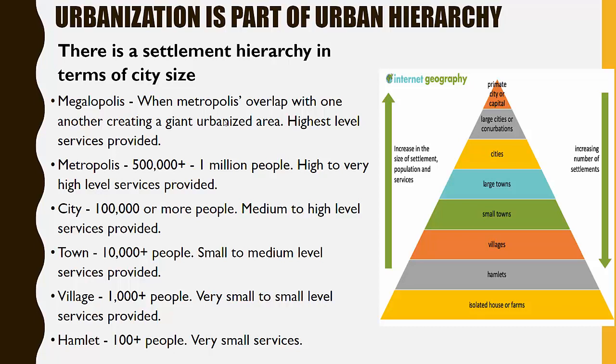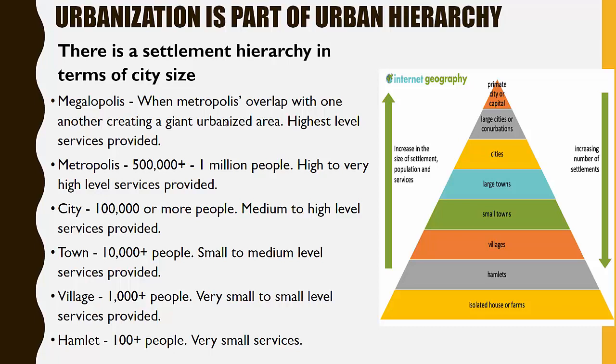Town. A town usually has about 10,000 or more people. And of course, towns tend to provide smaller to medium level services. Anything beyond that, you're probably going to need to go to the nearest large city to be able to access. Villages are classified as about 1,000 people in them. All right. Very small levels of services. So only maybe the most basic stuff, convenience store, maybe a grocery store, post office, gas stations, right? Maybe not much more than that. A few stoplights, who knows?